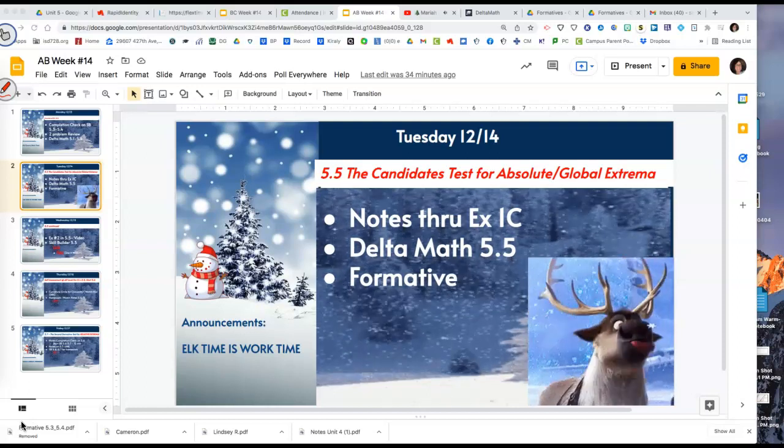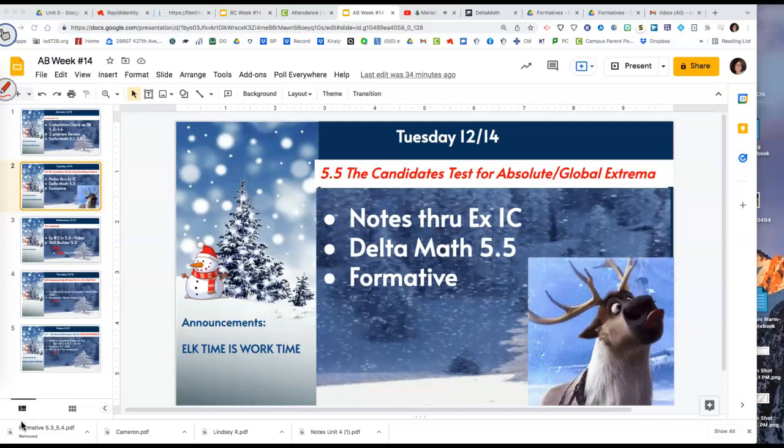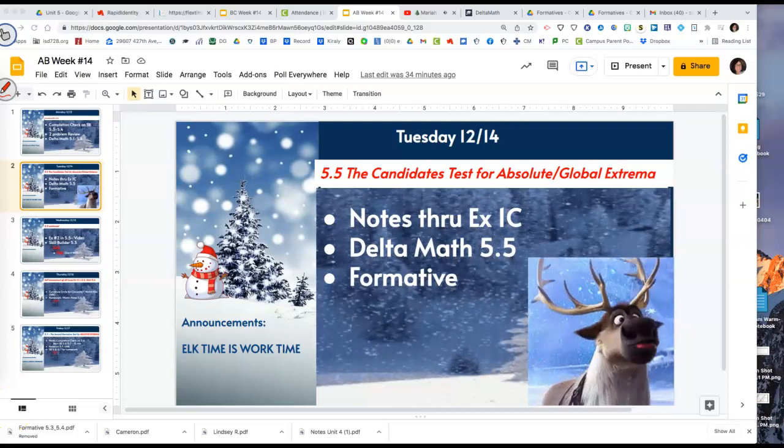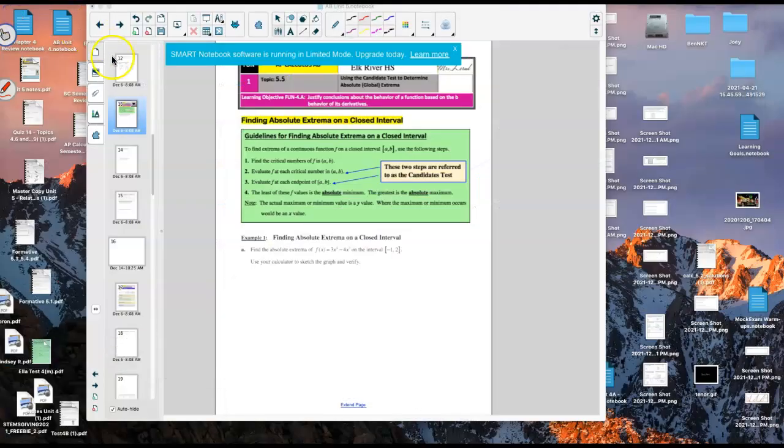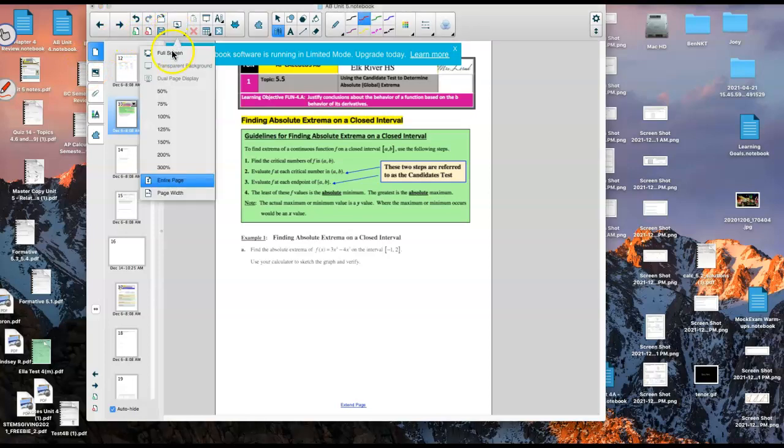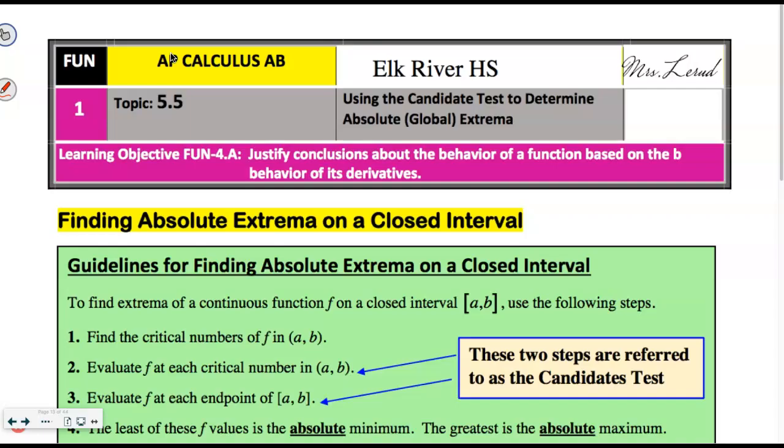And so let's find our notes and open them to right here. Are you ready, Bella? Yes, sorry.